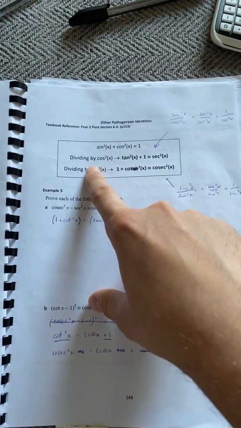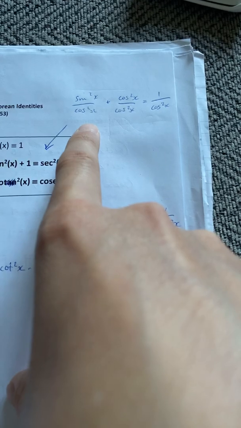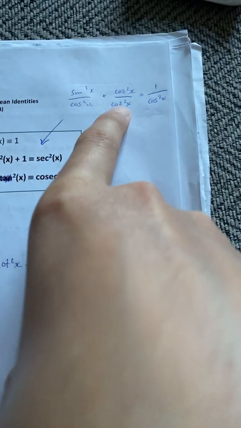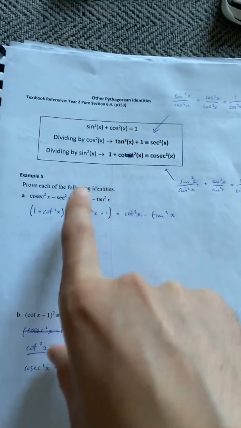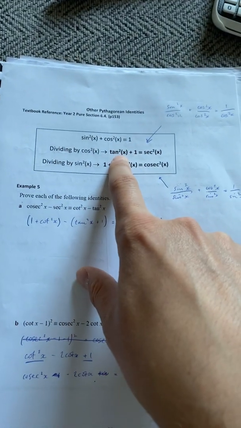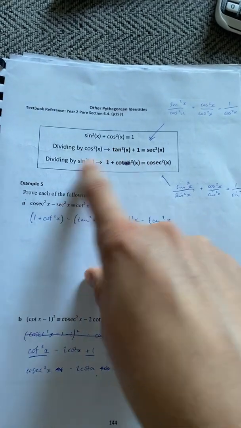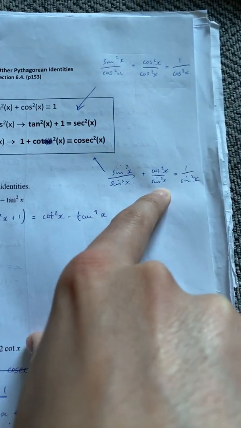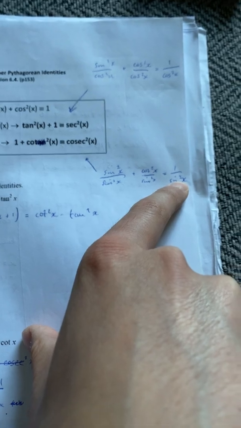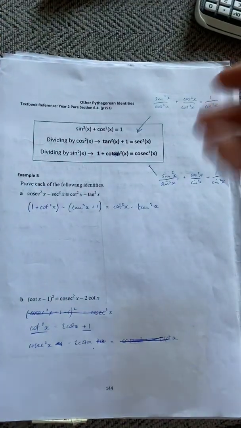So if we divide everything by cos squared x here, we would get sine squared over cos squared, add cos squared over cos squared equals 1 over cos squared, which simplifies to tan squared add 1 equals sec squared x. So there's a new identity. Dividing by sine squared x in a similar way, we get 1 add cot squared x equals cosec squared x. And there's your second new identity.